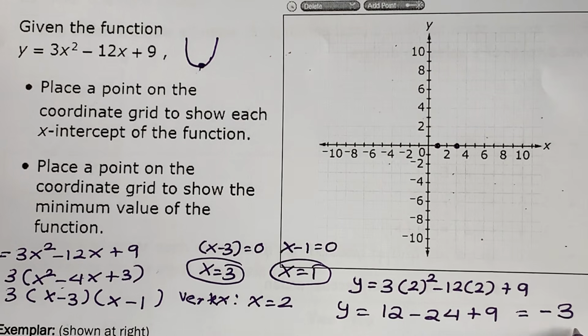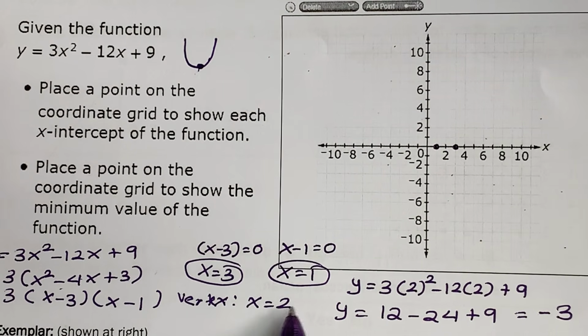So our y value is negative 3. So our vertex is (2, -3).